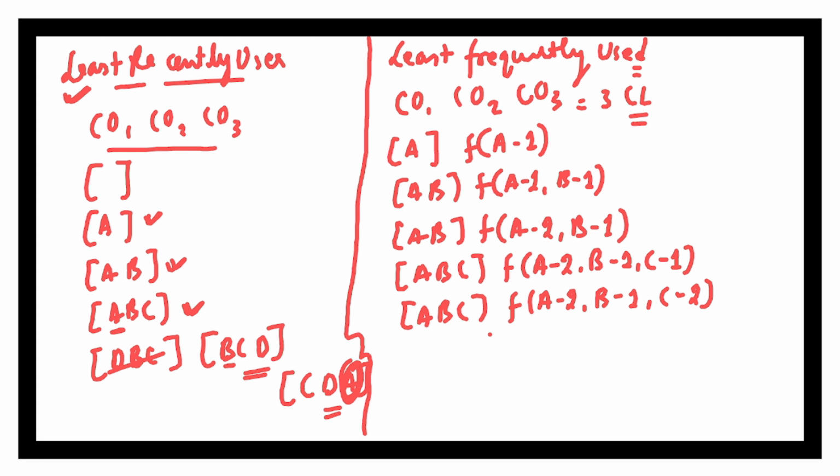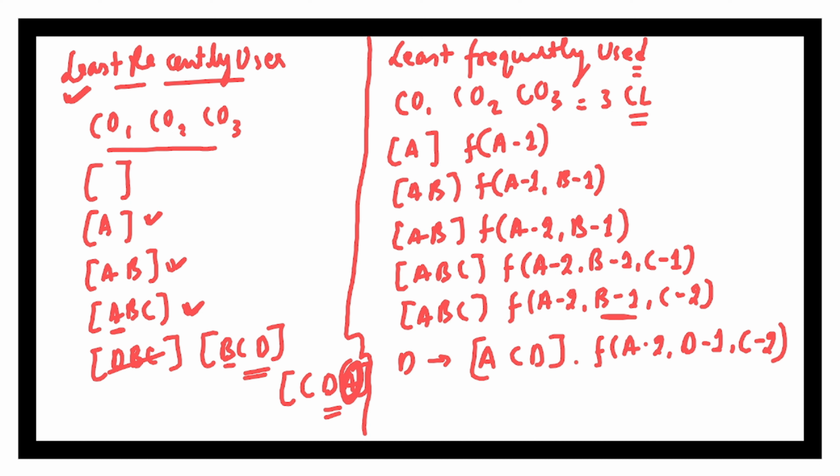Okay, now let's suppose we are trying to load D. So the one which has the lowest frequency will be replaced. Which has the lowest frequency? It is B. So if we try to load D, it will become something like A, C, and D. So now the frequency of A will be 2, D will be 1, and C will be 2. So now here you can see that the least frequently used cache line will be replaced, like in this case, it was B.